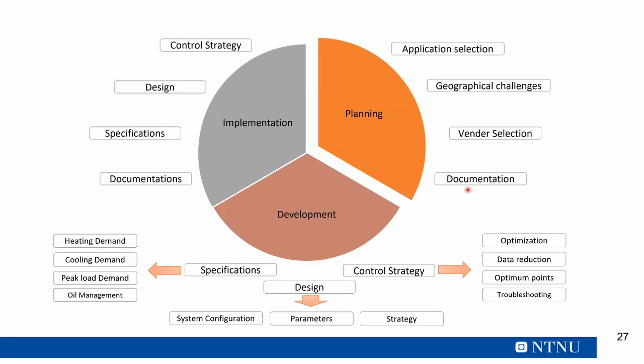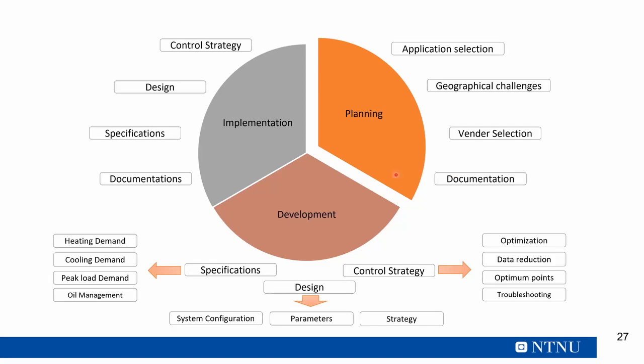So the vendor or manufacturer would be in direct contact with the end user. In this case, the end user would be the owner of the supermarket, the owner of the hotel, or the owner of the hospital, something like that. So this is the planning side.